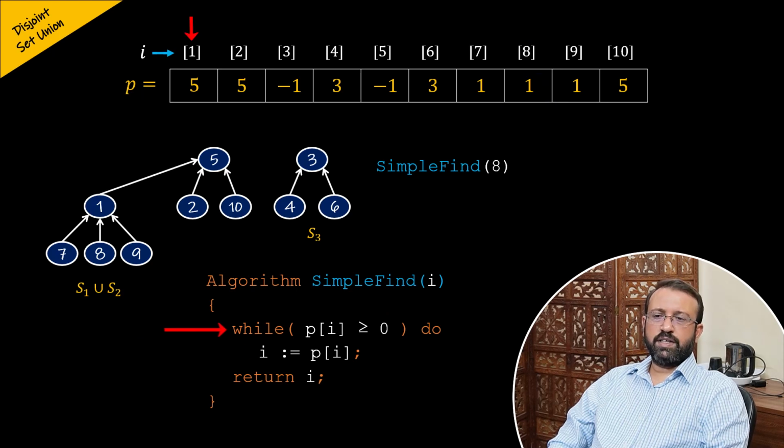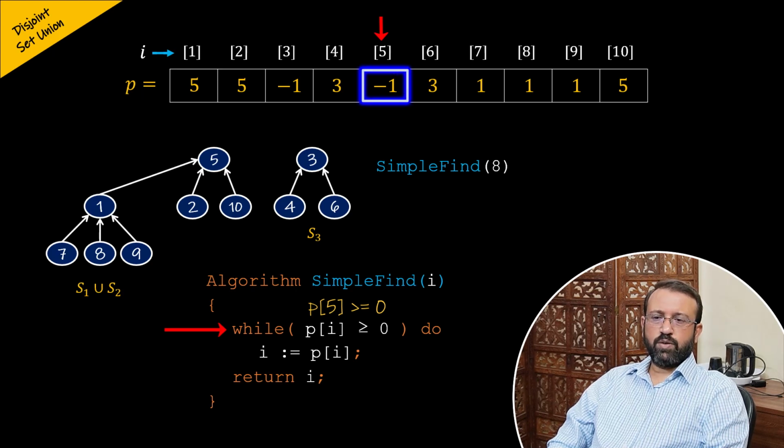Then the while loop condition, that is P of I greater than or equal to 0, is checked. That is P of 1, since I is 1, greater than or equal to 0. Now P of 1 stores value 5, which is greater than or equal to 0. So since the condition in the while loop is true, the statement I assigned P of I will be executed. Now, since P of 1 is 5, the value 5 will be assigned to I. Then the while loop condition is checked, that is P of I, which is P of 5, since I is now 5, greater than or equal to 0.